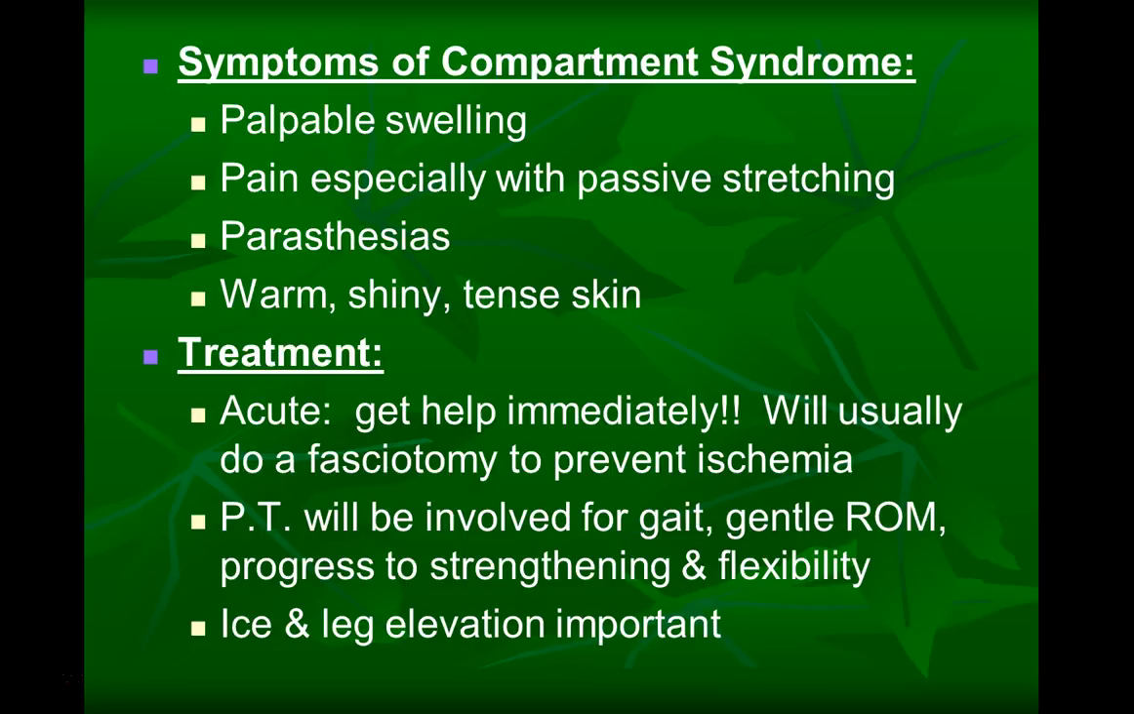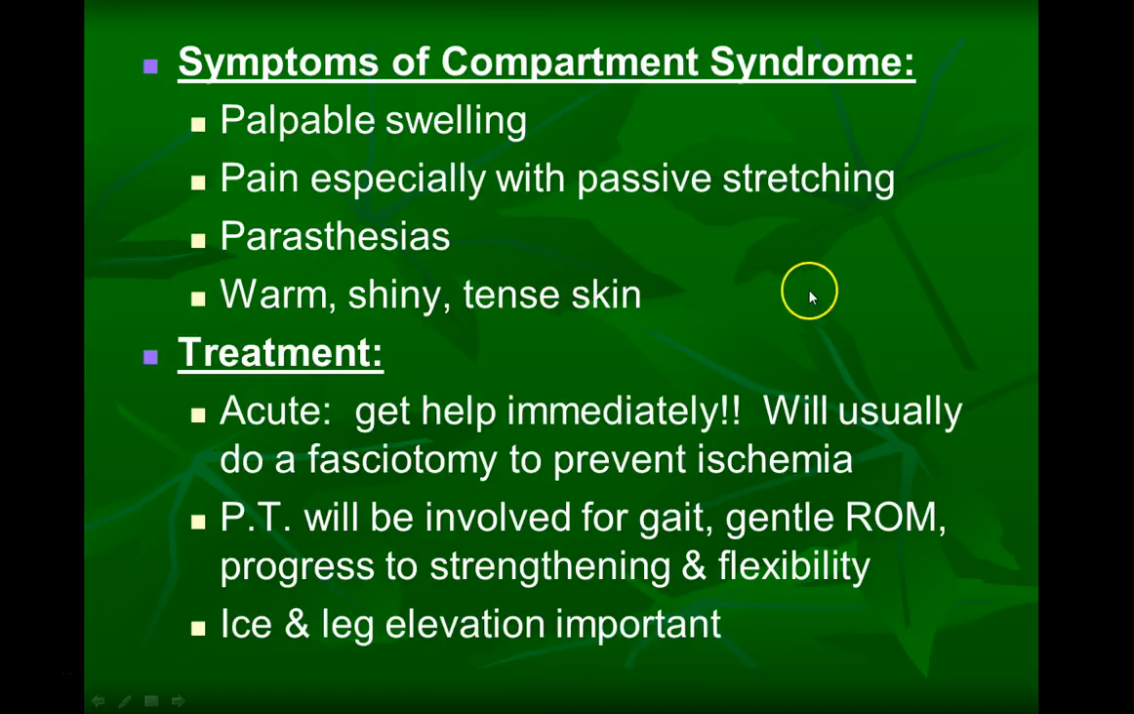Acute types of compartment syndrome are a medical emergency. They're going to do a fasciotomy. They're going to prevent ischemia, because when you think about that blood flow compromise, that's your biggest risk, that we're going to end up with death and necrosis of our tissue. Pain is going to be there, usually with passive stretching, paresthesias. Patient's skin might feel kind of warm. It's definitely going to be very tense because of the elevated tissue pressure. Post-acute or post-surgery, we're going to be involved with gait, range of motion, progress back to strengthening and flexibility, but keeping that leg elevated and keeping cold and ice on it is going to be very important to also keep the post-op swelling down.